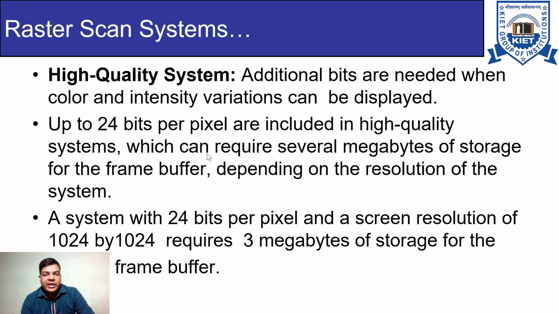Now it depends on the quality of the picture. If you want to keep a high quality image, then obviously you have to keep many bits corresponding to each pixel, and in that case you will require a huge amount of memory. For example, a system with 24 bits per pixel and a screen resolution of 1024 by 1024 requires 3 megabytes of storage for the frame buffer. So if you increase the number of bits per pixel, you will require a huge amount of memory.